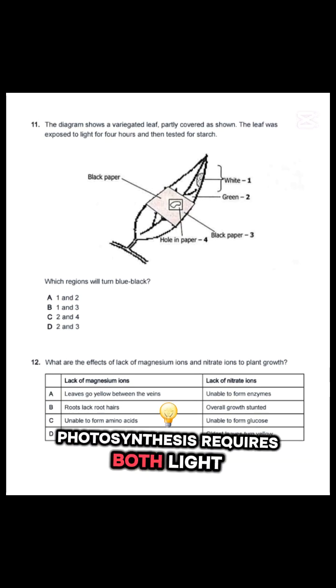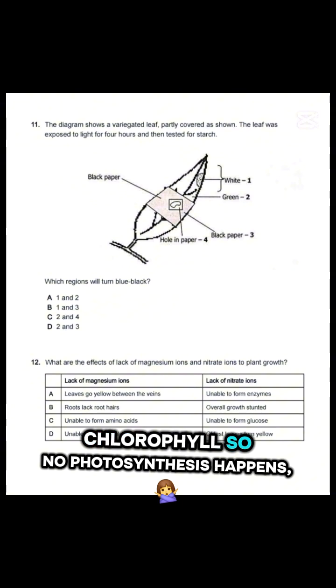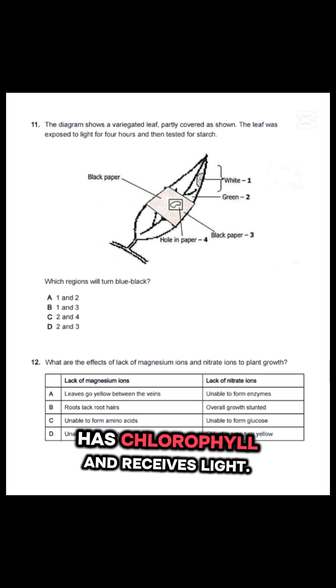Photosynthesis requires both light and chlorophyll. Region 1, white, lacks chlorophyll, so no photosynthesis happens. Stays brown. Region 2, green, has chlorophyll and receives light.